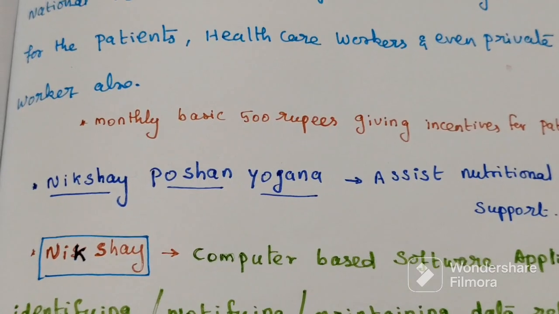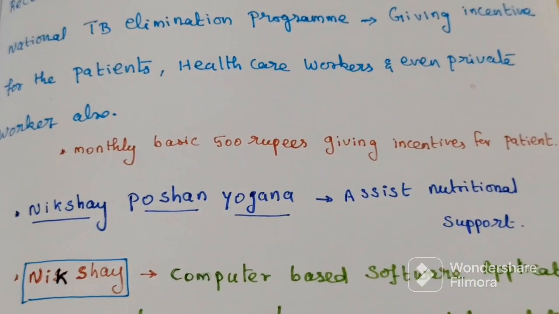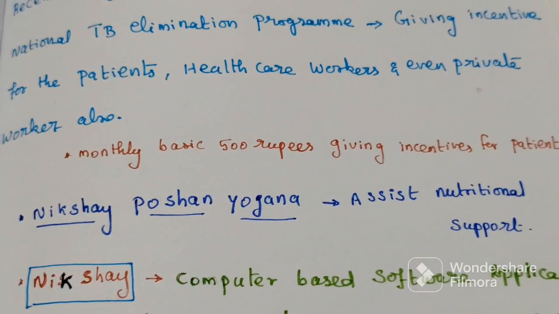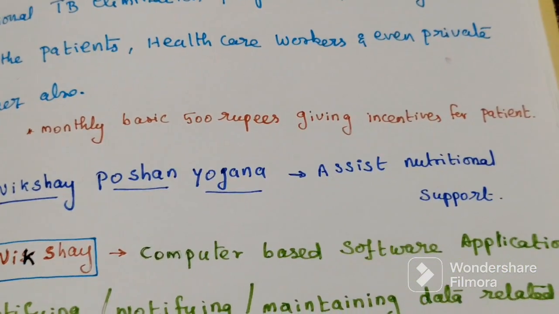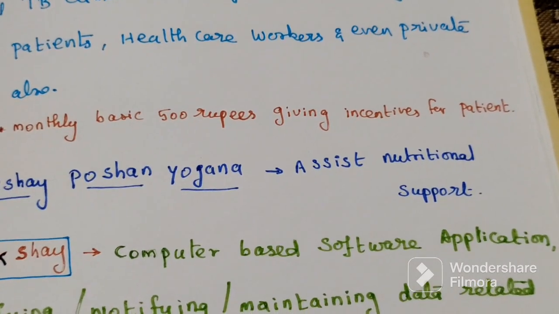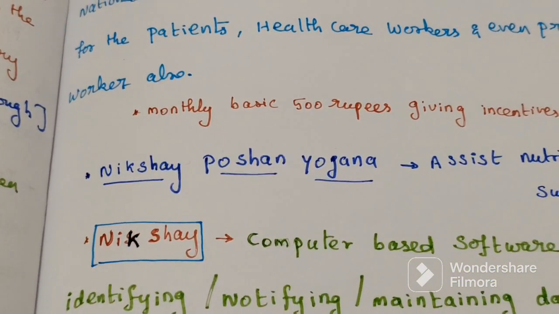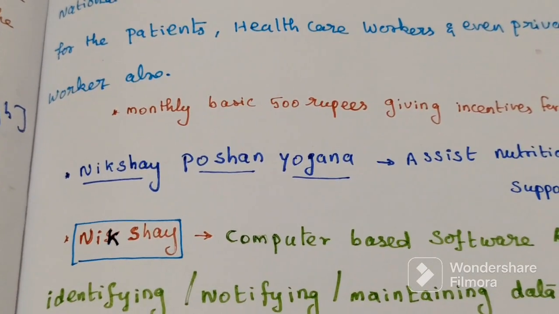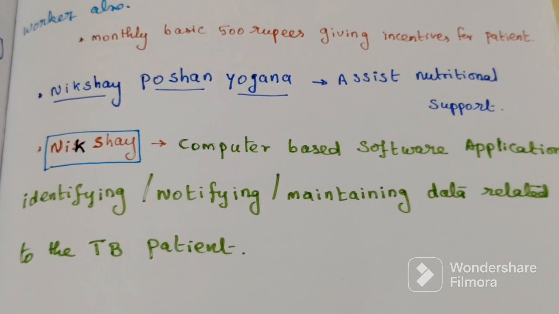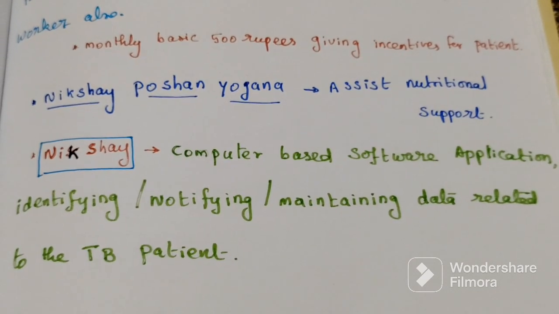We are giving an incentive to the patient, 500 rupees monthly, to assist with nutritional support under the Nikshay Poshan Yojana. Under this program we give 500 rupees as financial assistance to the patient. We also give financial assistance to health workers who notify cases and who volunteer or monitor, and we encourage private workers to notify cases by giving incentives. There are different incentives.